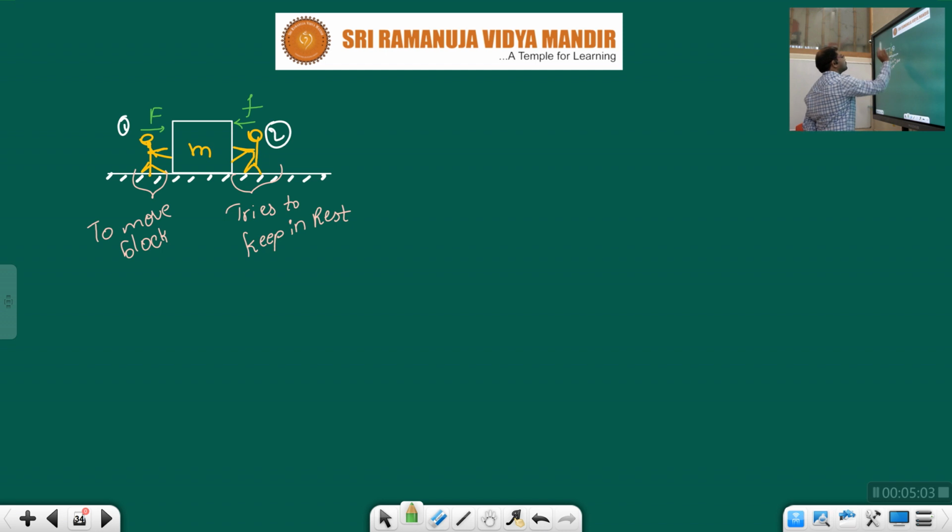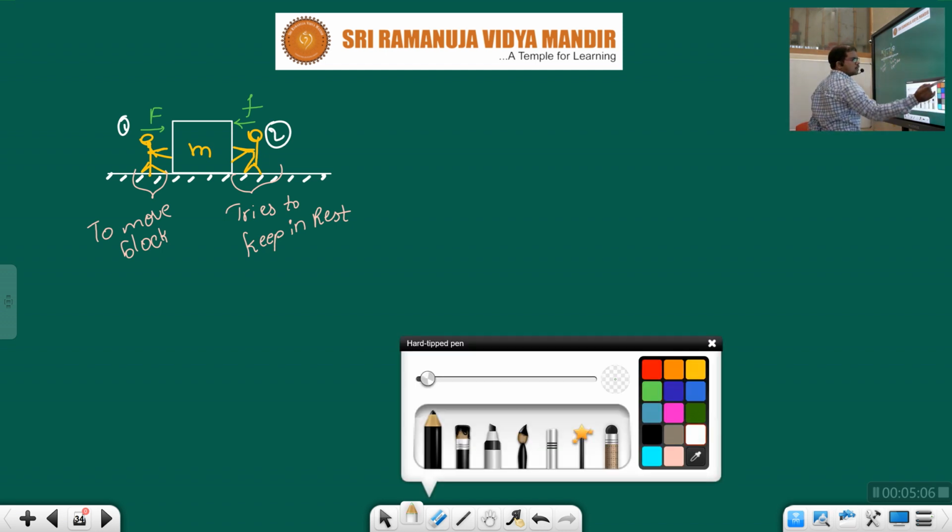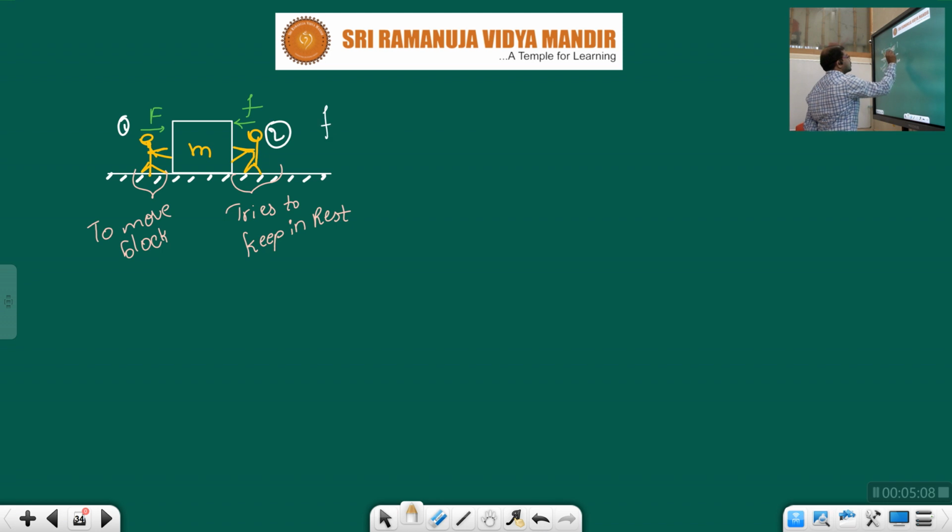But the second person has a limit, children. He can exert a force of maximum 20 newtons. Here L means limit. He can exert only 20 newtons of force; more than that he can't give. Every person has some potential, no, children? So the potential of that second person is that he can give only 20 newtons of force, and more than that he can't apply.